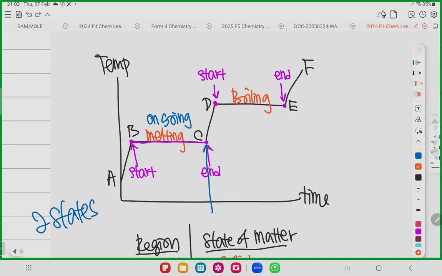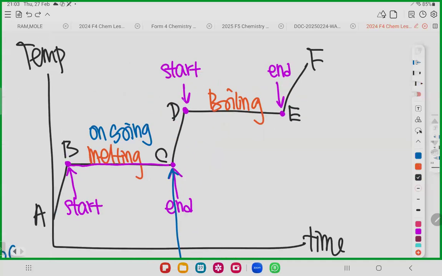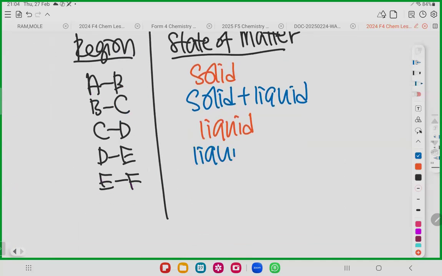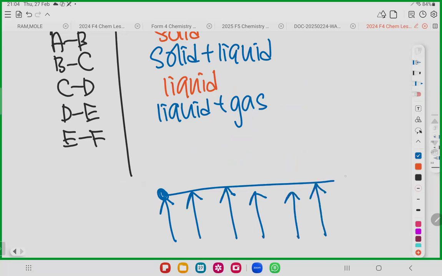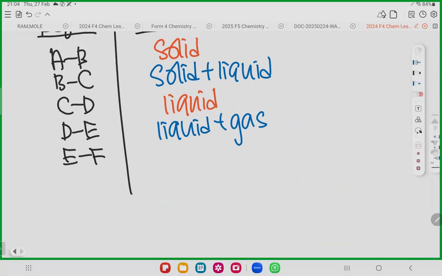Boiling is here. Now we go to the horizontal line again. The boiling is happening. When boiling is ongoing, you will always get two things again: liquid and gas. Why liquid and gas? Some liquid has not boiled yet, and some liquid has already boiled and become gas. This is the start of boiling. So here it is liquid plus gas, all the way until here, when the boiling ended. When the boiling ends, everything here is gas. Done.